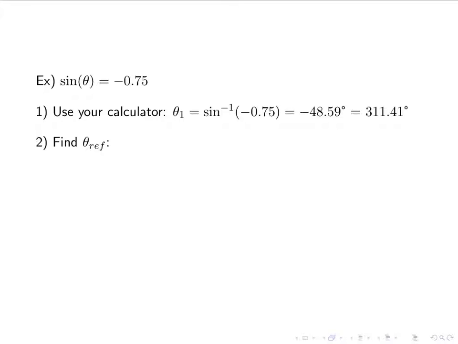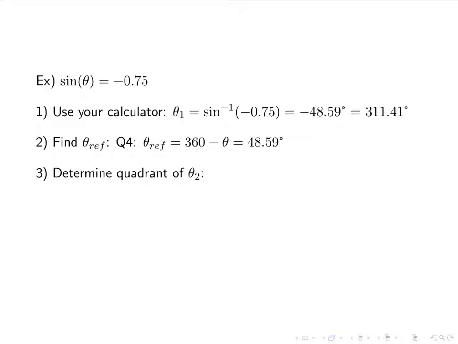Step 2, find your reference angle. 311 is quadrant 4, so we're going to use the quadrant 4 equation. And again, just like with tan inverse, our reference angle should be the positive version of that negative angle that you got out from your calculator. So again, we have positive 48.59 is the reference angle.